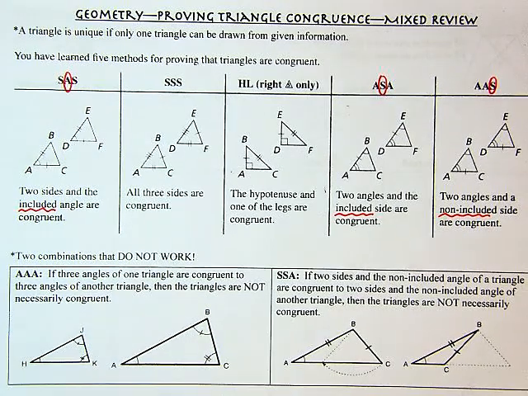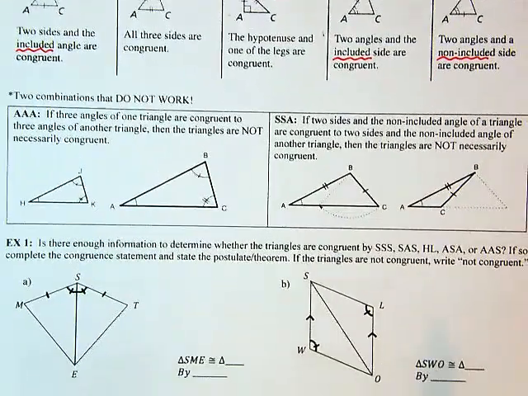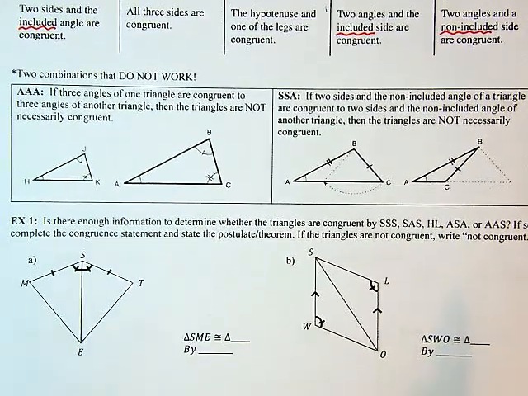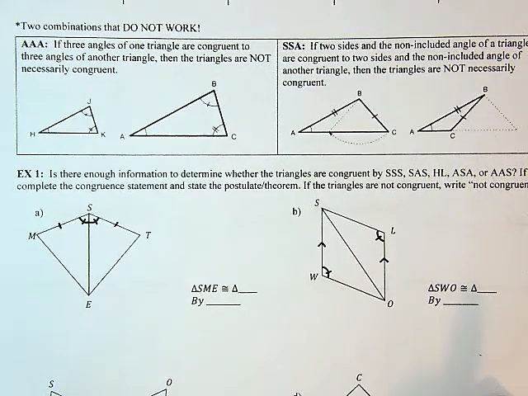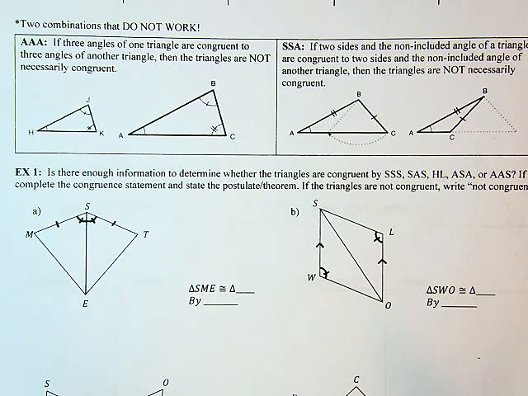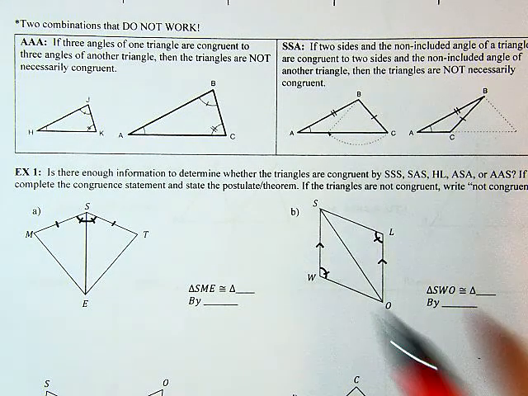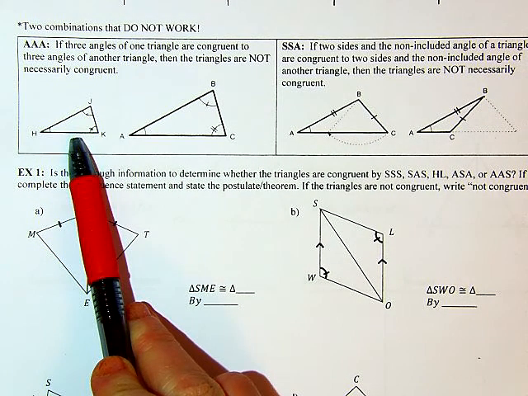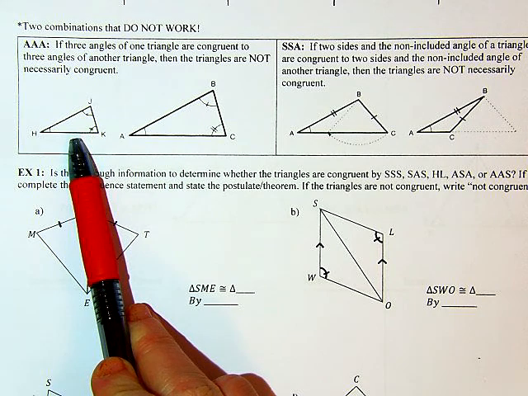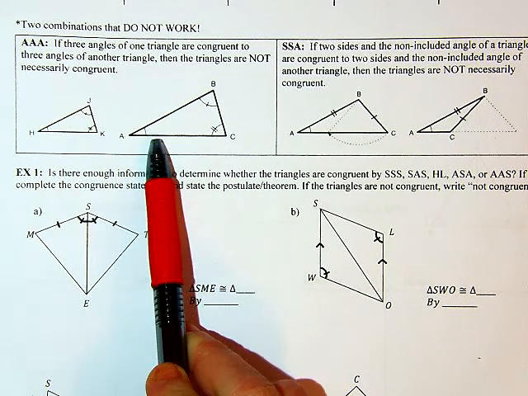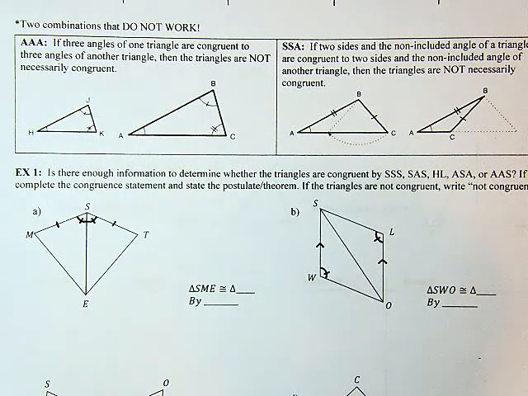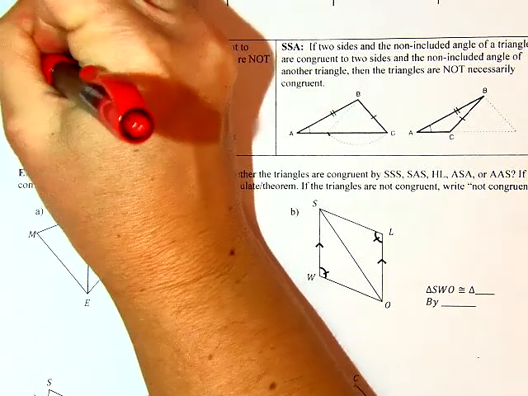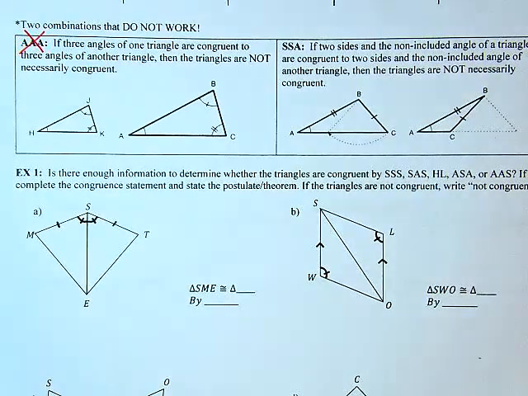We also talked about the 2 combinations that do not work. So angle, angle, angle. If we have 3 angles of one triangle congruent to 3 angles of another triangle, the triangles are not necessarily congruent. So I could take this triangle, I could scale it up, I could shrink it down. There's really an infinite number of triangles that I could create with the same information. So angle, angle, angle, again, does not work.